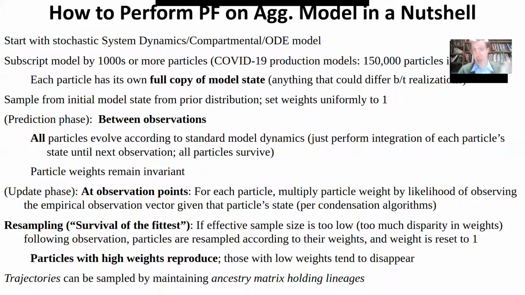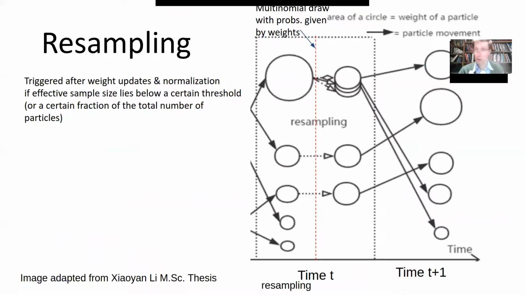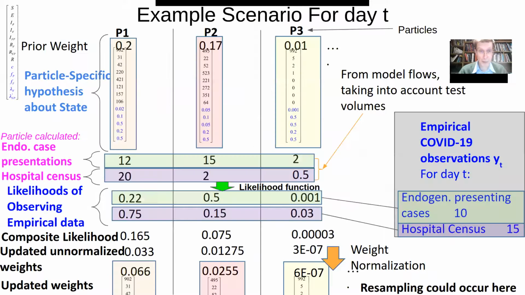And then there's a resampling that goes on, whereby particles that are more consistent with the data have higher weights, multiply and are fruitful, but those that are not consistent with the data die out. I wish I had time to explain this, but basically each particle at a given time has a certain expectation.